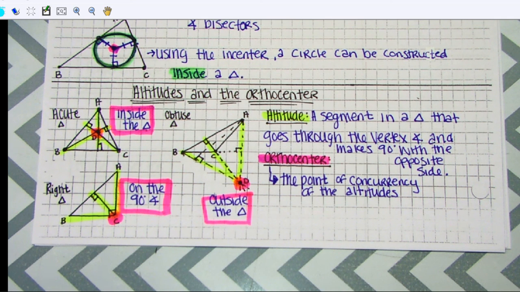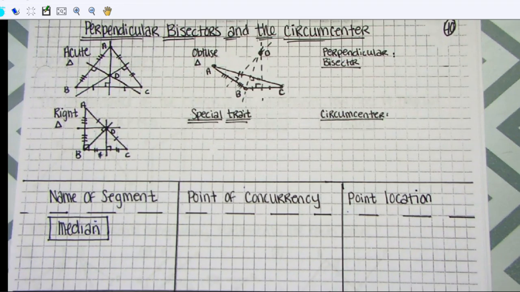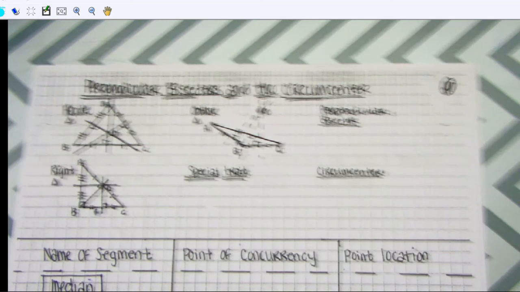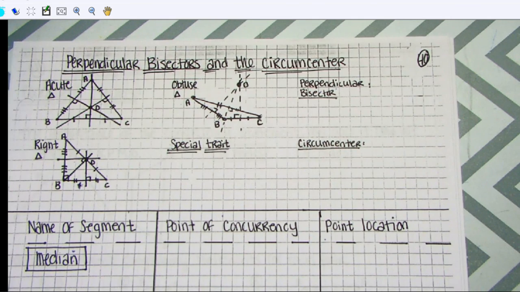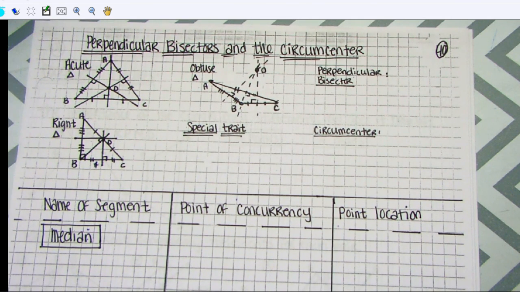All right, let's try the next one. The very last one is the perpendicular bisectors. Okay. Again, a lot of matching. A lot of things happen with these segments. It's mostly just identifying. That's it. It's a lot of vocabulary. All right.